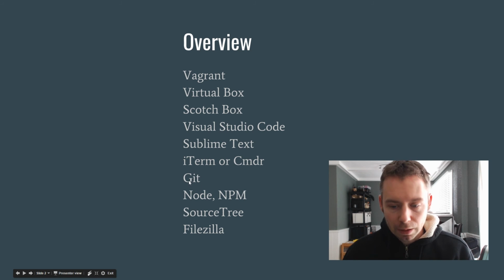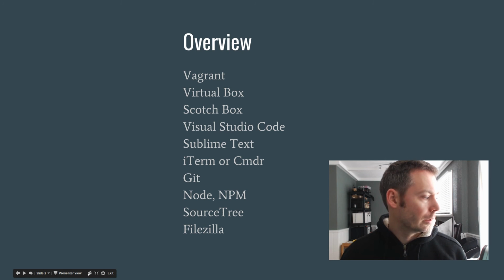We'll need to install Git to do version control. We'll need to install Node, npm. To work with Git, it's easier if you use an application, so SourceTree is free, works pretty well, and an FTP application like FileZilla. So let's get started with Vagrant. All right, let's get out of this present mode.